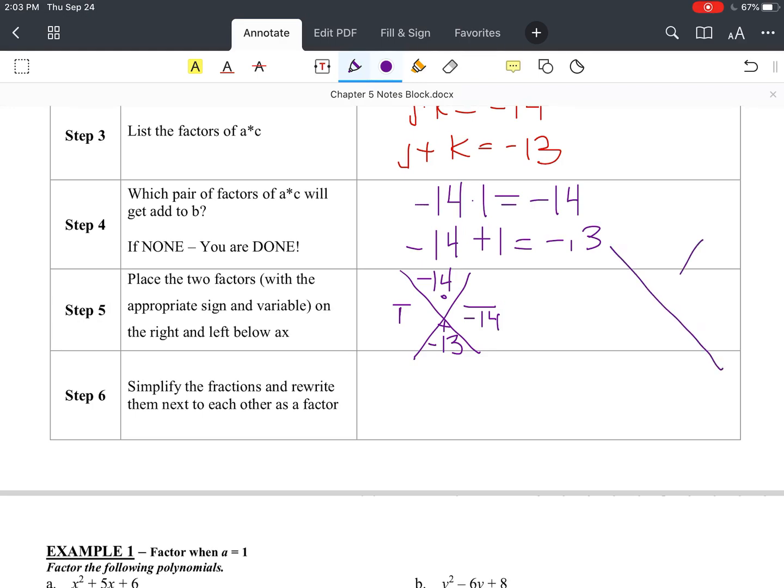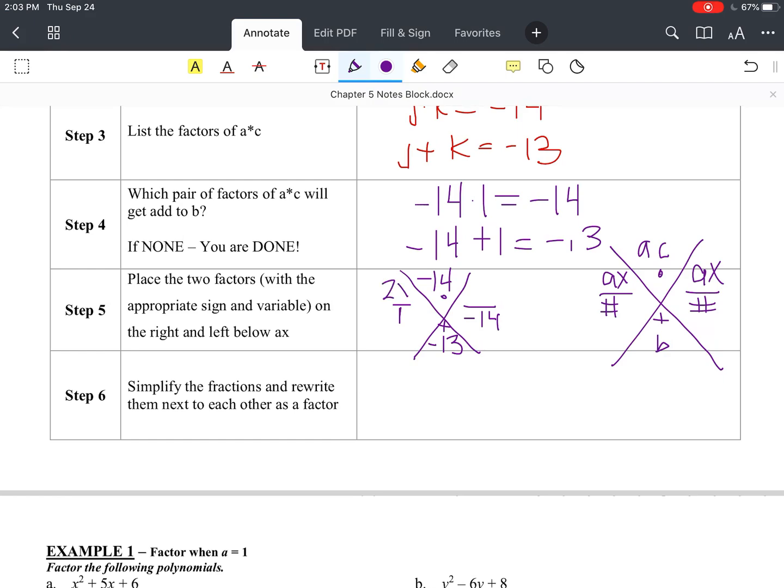So this is the generic setup I'll write over here. So generically at the top is A times C. At the bottom is B. And you set it up where you have AX, AX, and then your two factors or your two numbers underneath.